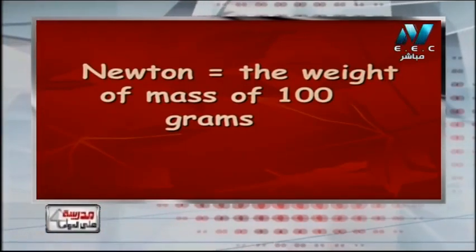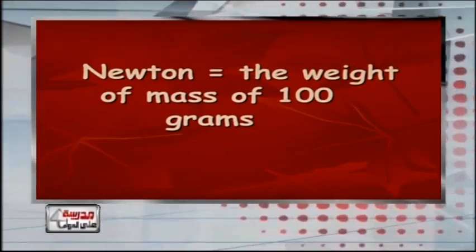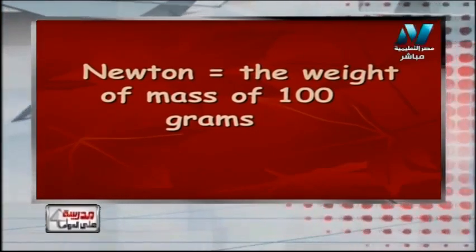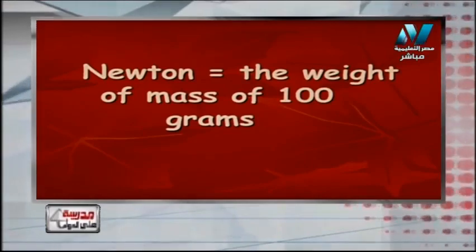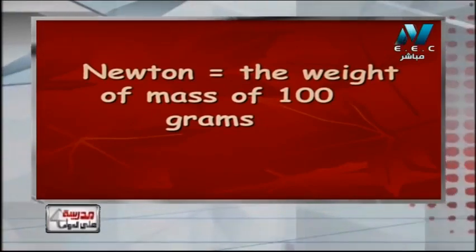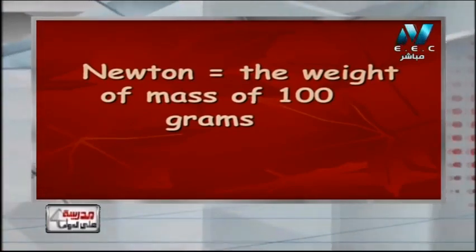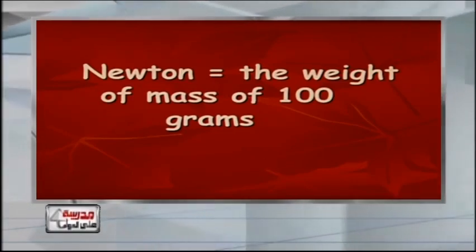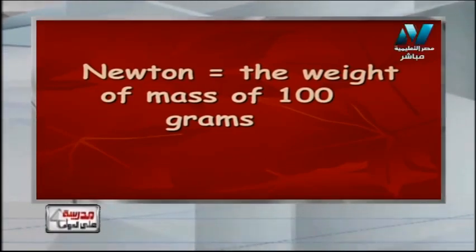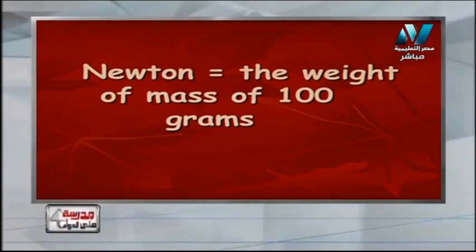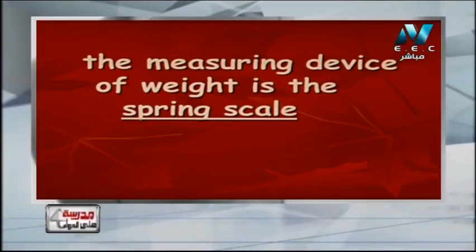طب نيوتن ده قد ايه؟ برضه سؤال ده بسمعه كتير جدا من بعض الطلبة. يعني نيوتن تقريبا بيساوي ويت اوف ماس اوف 100 جرام، هو وزن كتله بتساوي 100 جرام. طب لو 3 نيوتن يبقى 300 جرام، 7 نيوتن 700 جرام، 10 نيوتن وهكذا، هيبقى 1000 جرام، يعني ايكوال 1 كيلو جرام. So now we can measure weight by a very special device.